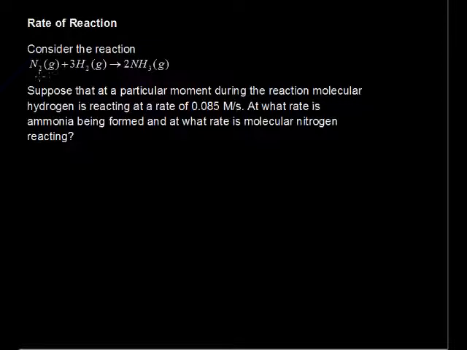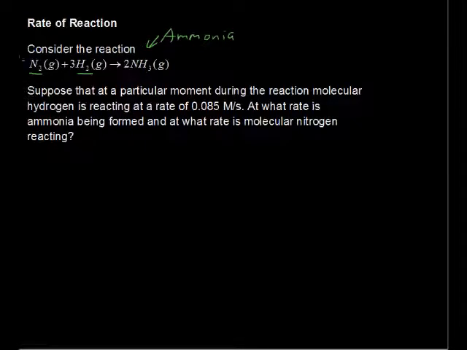So consider the reaction. The N2 gas plus 3H2 yields 2 NH3. These coefficients become important for this rate of reaction. Now this NH3 is ammonia, and that word will show up later in the problem. Suppose that at a particular moment during the reaction, molecular hydrogen, that's the H2 molecule, is reacting at a rate of 0.085 moles per second. At what rate then is ammonia being formed, and at what rate is molecular nitrogen reacting? Molecular meaning the N2 molecule.